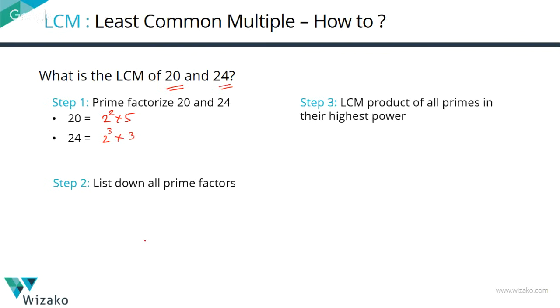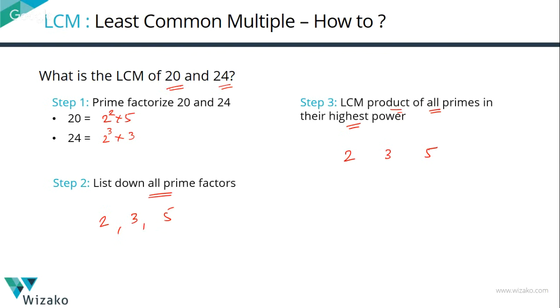In the case of HCF, we picked common primes. In the case of LCM, we're going to list down all primes. The different primes that we are seeing are 2, 3, and 5. List down all of them. What is the LCM? LCM is a product of all primes in their highest power. All primes 2, 3, 5.